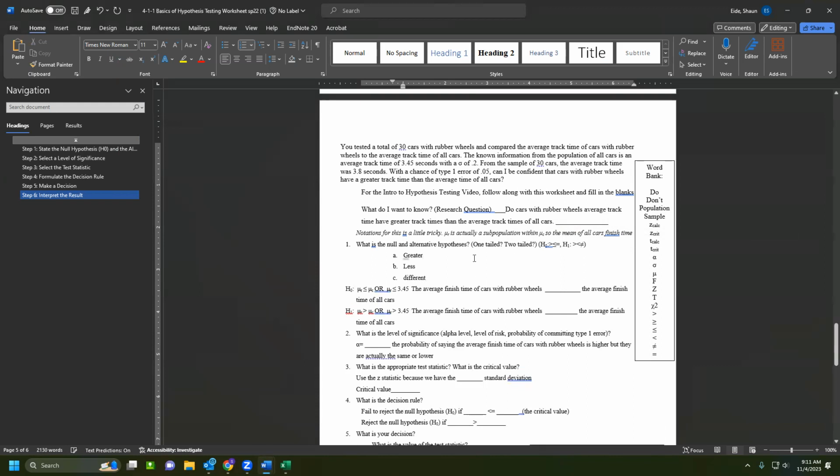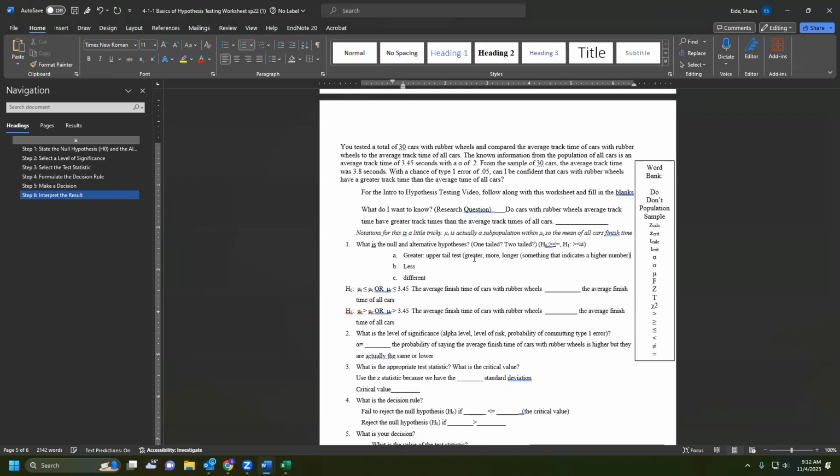Okay, when I see the word greater, that's going to mean it's an upper tail test. And I'm very intentional with my questions to make it so that you have something similar to greater. So you might see greater, more, longer, something to that effect, something that indicates a higher number.